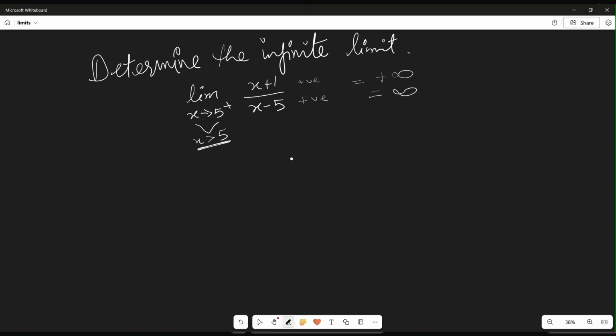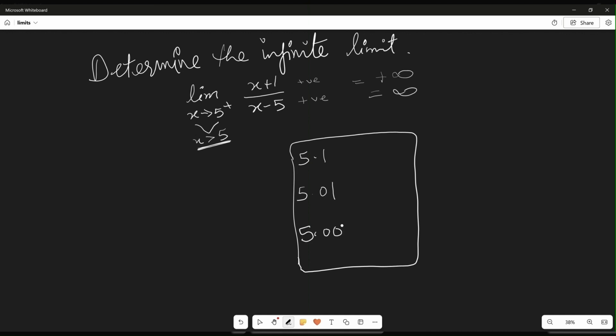And the other way, if you're still unsure what is going on, you can always try some closest values to 5 from the right hand side, which means greater than 5, as the number is getting closer and closer to 5. So if you plug in 5.1 into this function, for example, 5.1 plus 1 over, the value of this function at 5.1 is 61.